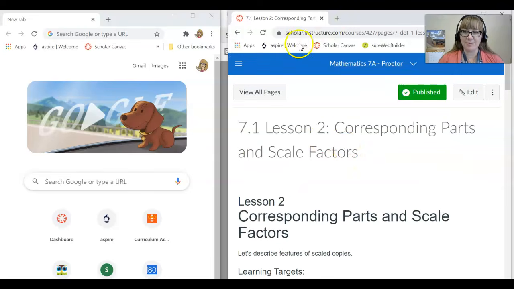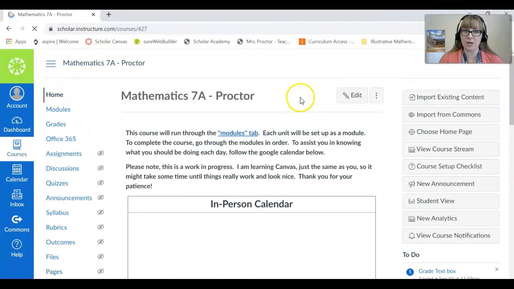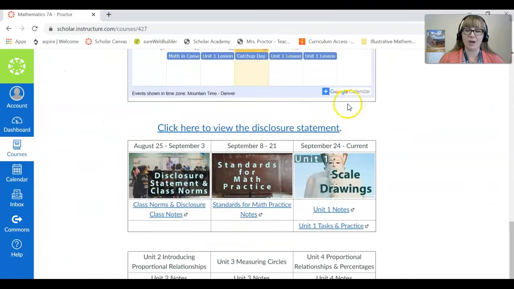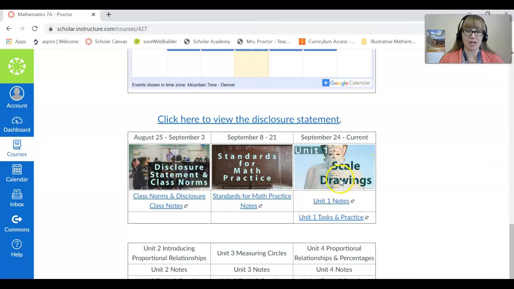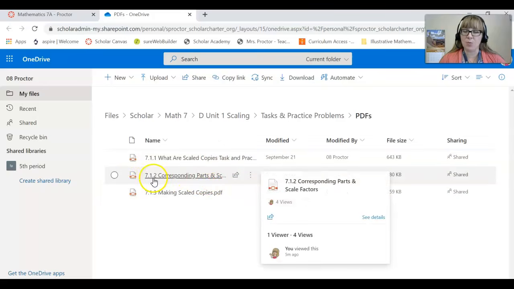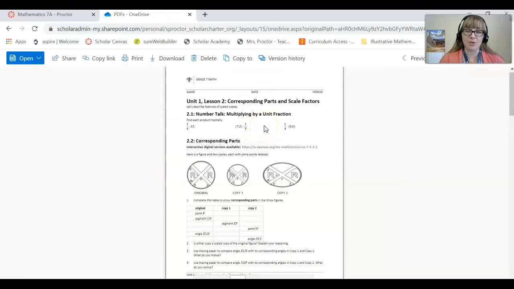Another option that you have is if you go into Canvas on that home screen, and I went over this in a previous video, then you scroll down to where it has the Unit 1 scale drawings. You can see the class notes. Those are the notes that we take in class. And this is the actual document that we're going to be going through. So Unit 1, Tasks and Practice. When you open that, it takes you to a OneDrive folder where you can see all of the PDFs that I've prepared so far. This is Unit 1, Lesson 2, so this is the one that we would want to open, and it pulls up this PDF which you can print.